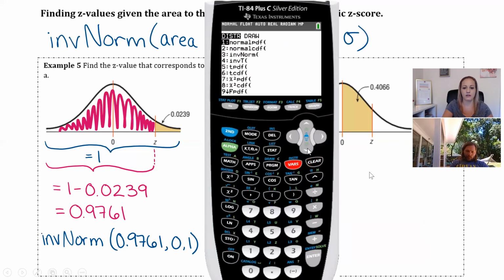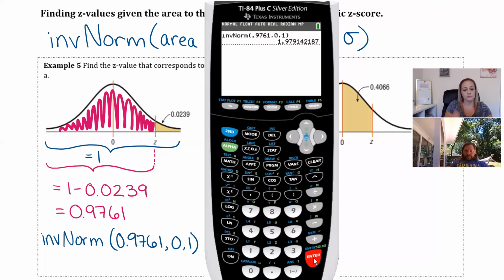So second bars, third one down is inverse norm. And then it's just going to ask you the area. So you'll put 0.9761. And then mu and sigma are 0. So you get about 1.98. Z values, you always round to 2 decimal places.